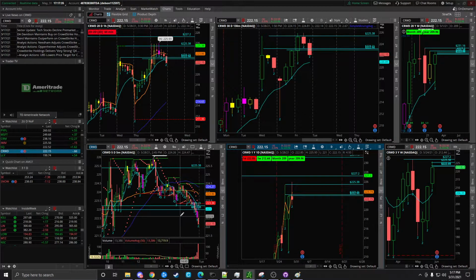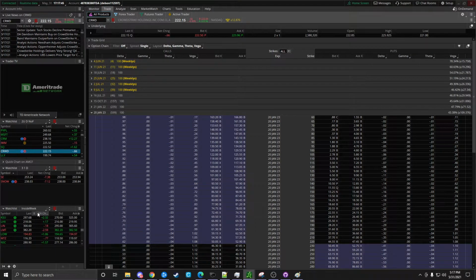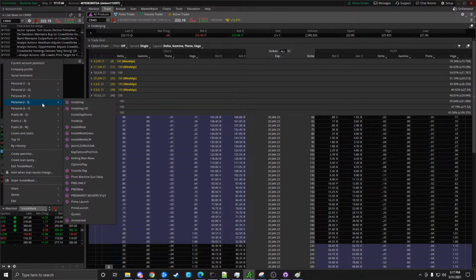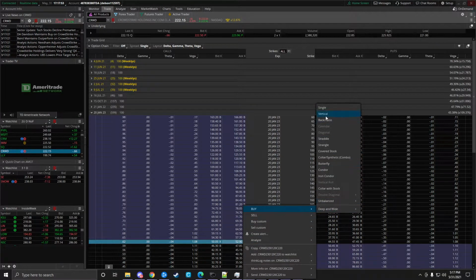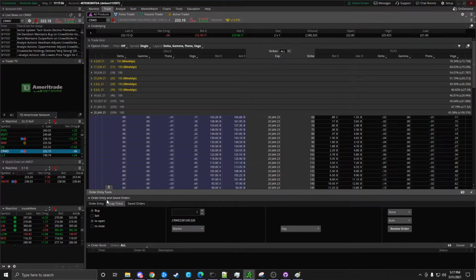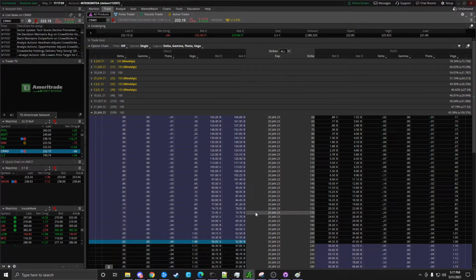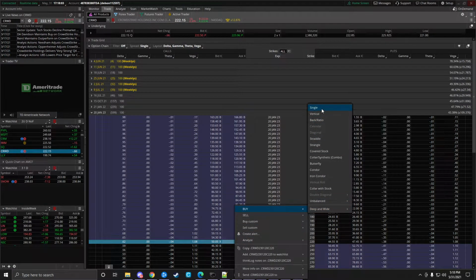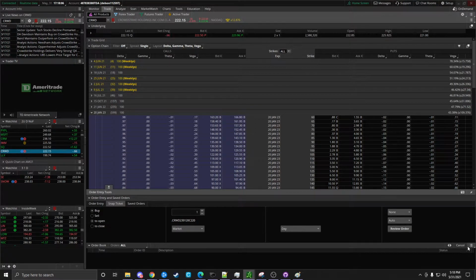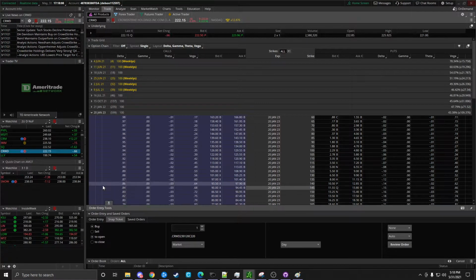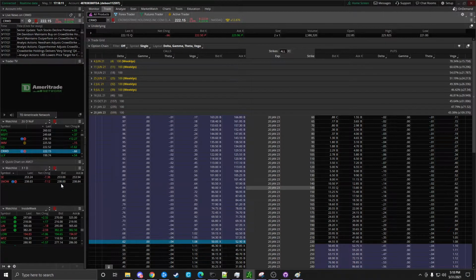I'm just wondering, how are you using hotkeys to market order options? On Thinkorswim? Yeah, it's on Thinkorswim. How are you doing it? Yeah, sure. So for example, if I was just to buy like this, I just buy single, and then just confirm it. Is this the ask? That is the ask. Because the market's not open, there's just a buy and sell.